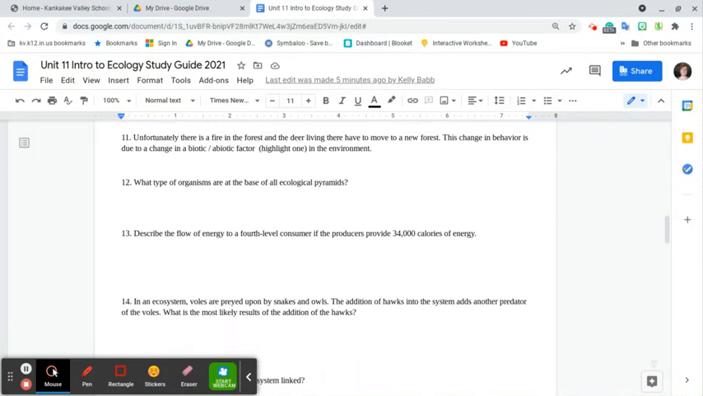Okay, here we have a little story. There's a fire. The deer have to move. Why are they moving? This change of behavior is due to a change in their biotic factors, because the deer can't eat ash. So it is a biotic factor.